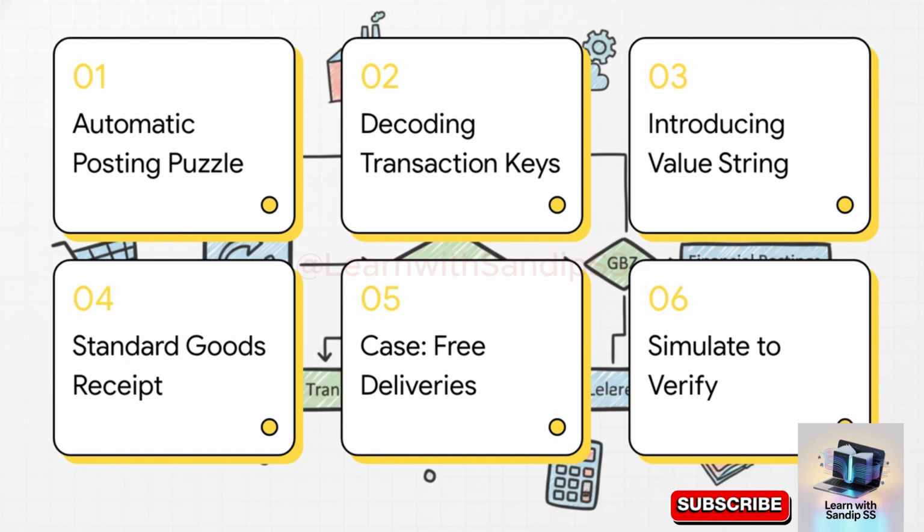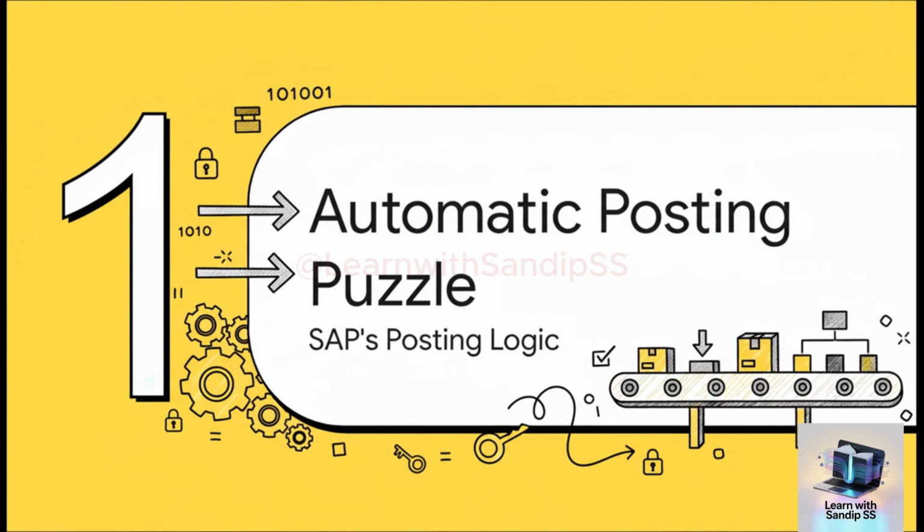So here's what we're going to cover. First, we'll look at the main puzzle we're trying to solve. Then we'll break down the two key building blocks, transaction keys and value strings. After that, we'll see how they work with a couple of real-world examples, and we'll finish up with an absolute must-know pro tip for making sure your setup is perfect. Okay, let's just dive right in.